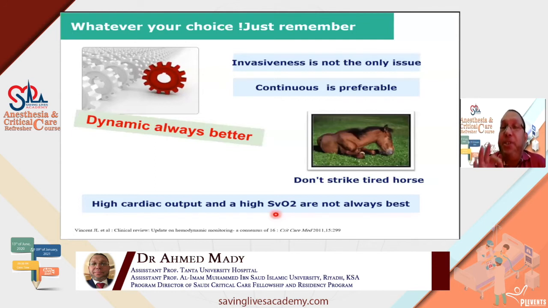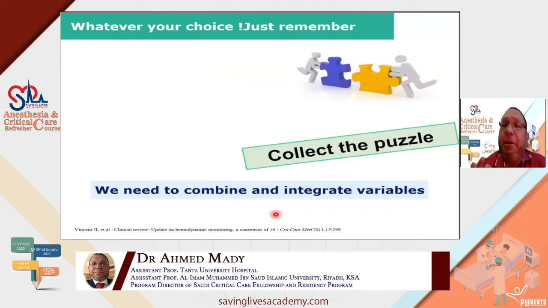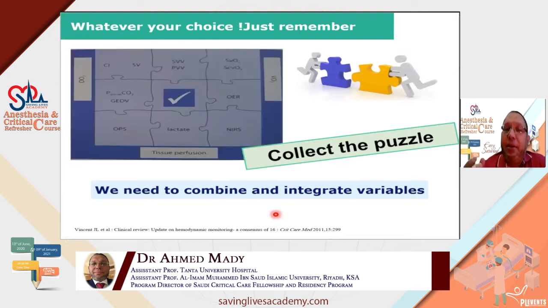The last message: hemodynamic parameter is not a single parameter. You have to integrate, you have to combine all the variables you have, and you have to collect your puzzles. For example, oxygen utilization, spectroscopy, central venous oxygen saturation, tissue perfusion parameters, oxygen delivery parameters, macrocirculation parameters. Collect all to reach your target.